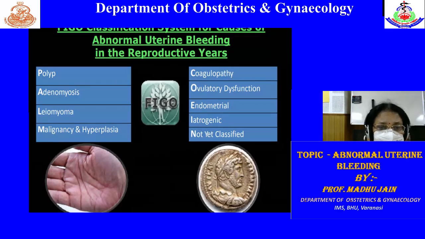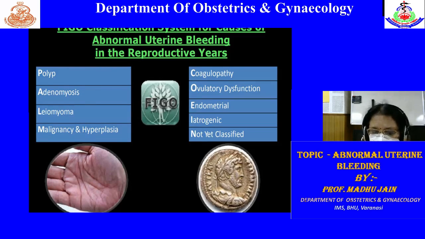In PALM, you have polyp, adenomyosis, leiomyoma, malignancy, and hyperplasia. While in COEIN, you have coagulation disorders, ovulatory dysfunction, endometrial disorders, iatrogenic, and not yet classified.